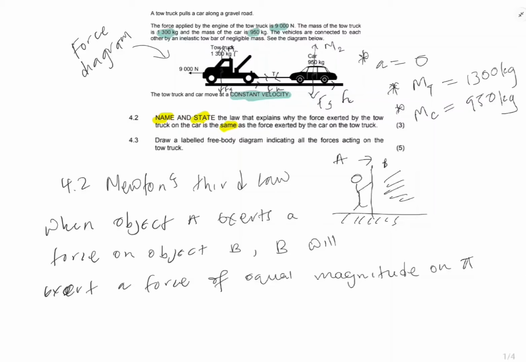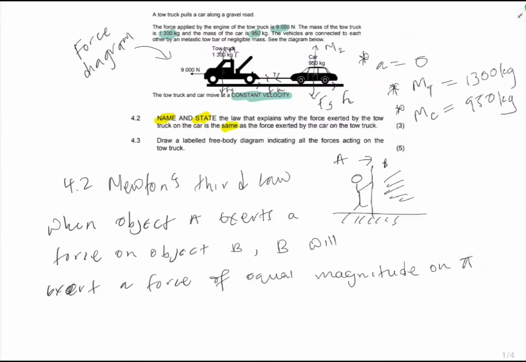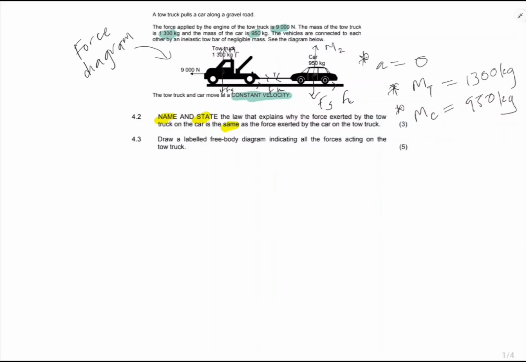Let's get into 4.3. It says that we should draw a labeled free body diagram indicating all the forces acting on the tow truck. In the beginning we drew the force diagram. Now we're told that we should draw a free body diagram, so I'm just going to remove all of this. We're told that we should draw a free body diagram.